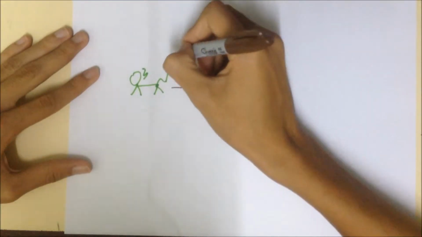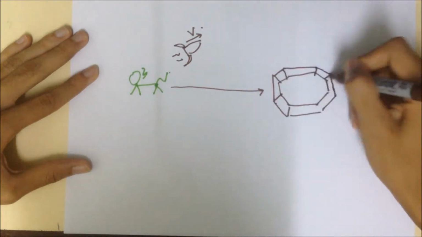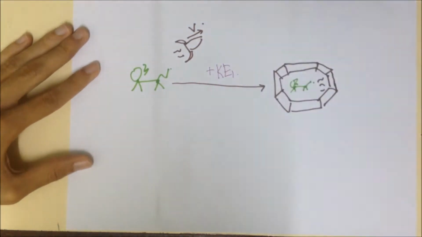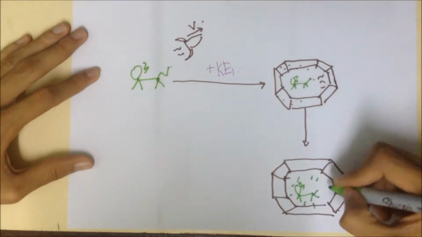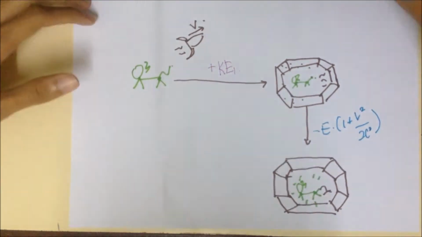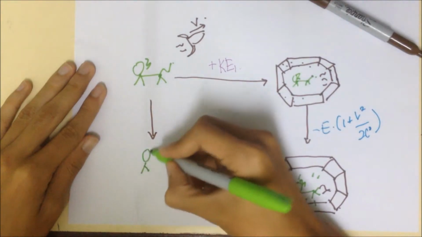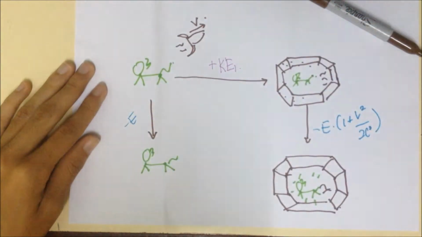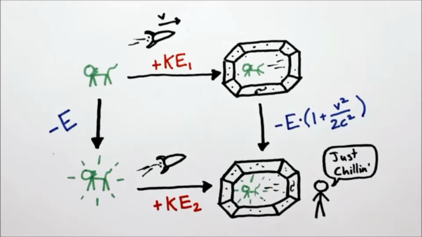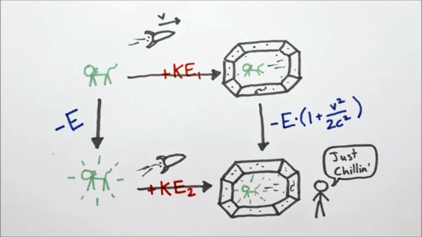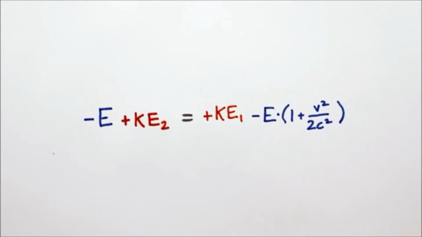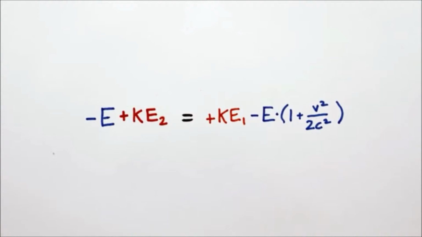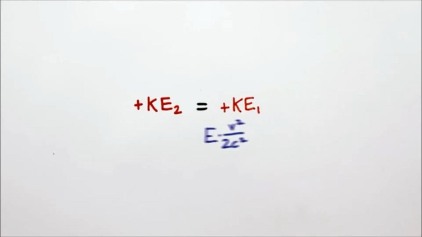So to recap, if you take off at velocity v, you will see the cat gain some kinetic energy, KE1. Then at the flash, you will see the cat's energy decrease by E times 1 plus v squared over 2c squared. On the other hand, if you wait, you will see the cat's energy decrease by E. And now, when you take off, you will see it gain kinetic energy KE2. But you never touch or otherwise influence the cat in either case, so you should get the same total energy at the end.